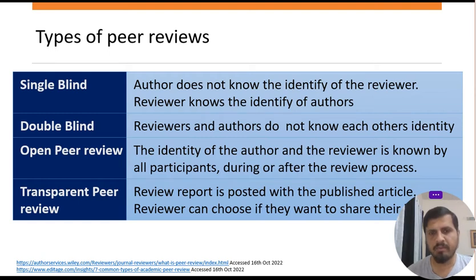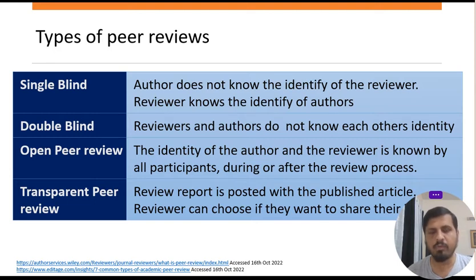There are different kinds of peer reviews that you need to understand, because it might be helpful for you to decide in which journals you would like to submit your manuscript, because some people are not comfortable with one particular type of peer review and they might actually prefer another type. So for example, the single blind peer review is the one in which the author does not know the identity of the reviewer or the expert that is going to review his or her article, but the reviewer would know the identity of the submitting author. Single blind.